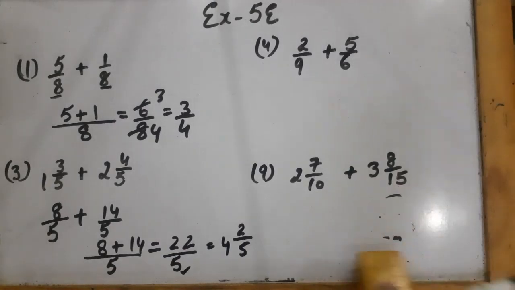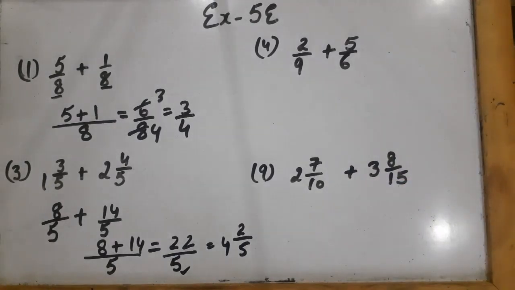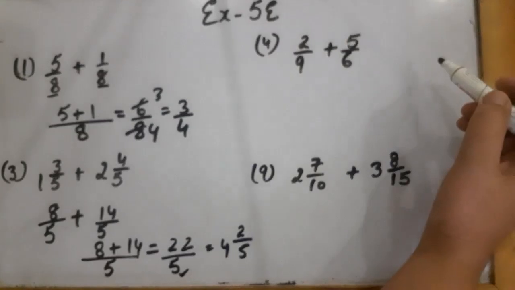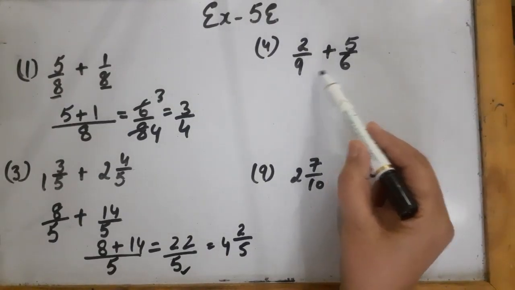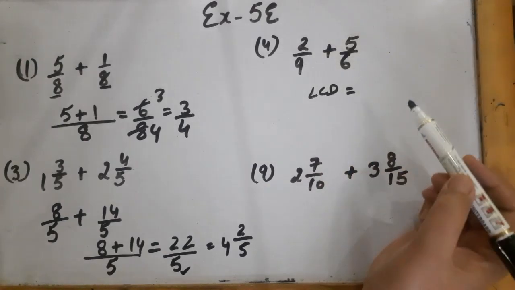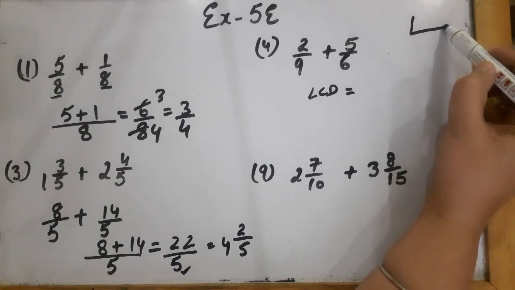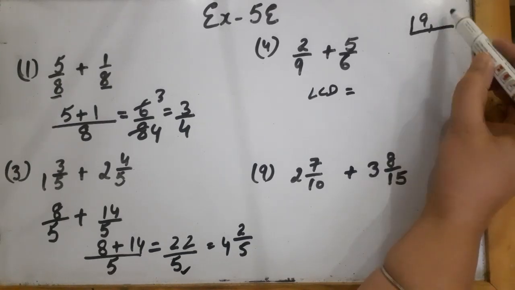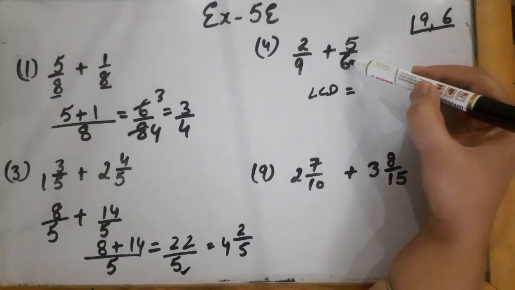Now look at the fourth sum. In the fourth sum, as you can see, these are unlike fractions. So I cannot add unlike fractions. First I have to convert them into like fractions. In the previous exercise, I told you how to convert unlike fractions into like fractions. So I want a common denominator for them, the LCD, least common denominator. To take it out, you can take out the LCM. Like I have to take out the LCM of 9 and 6.